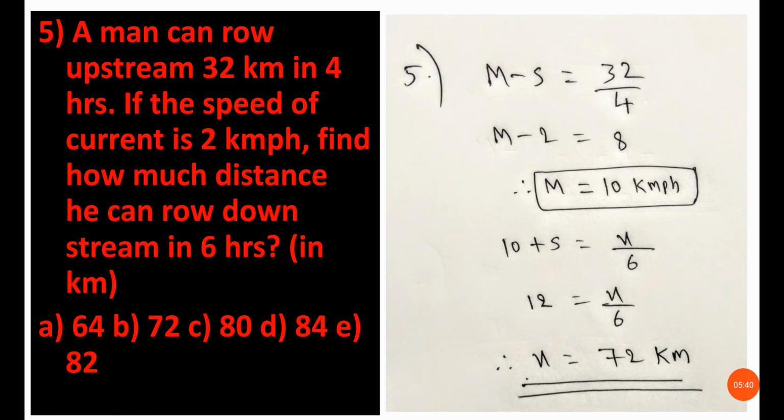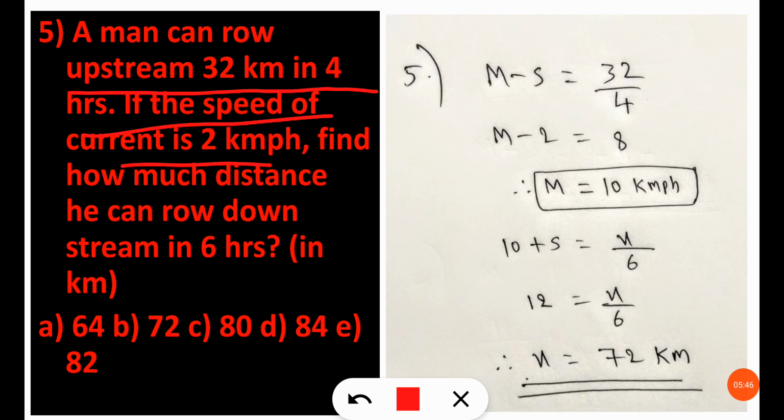Moving to the last and final question. A man can row upstream 32 kilometers in 4 hours. If the speed of the current is 2 kmph, find how much distance he can row downstream in 6 hours.